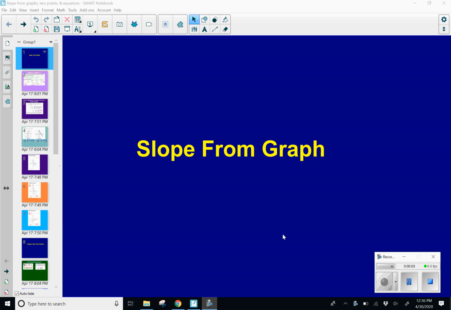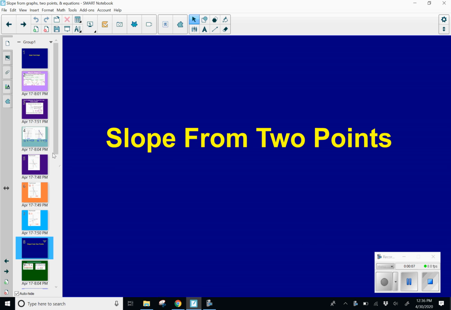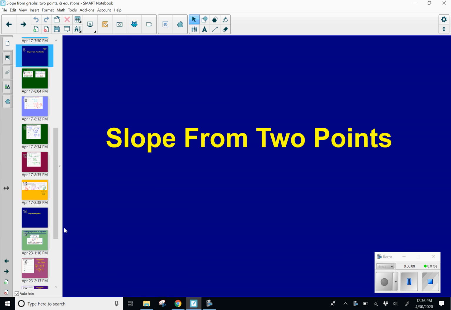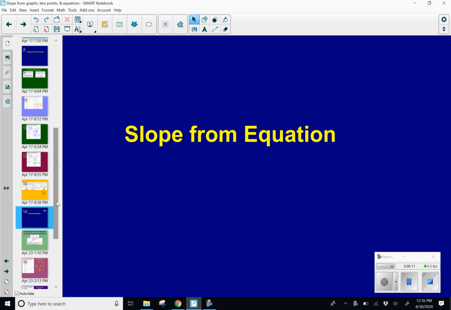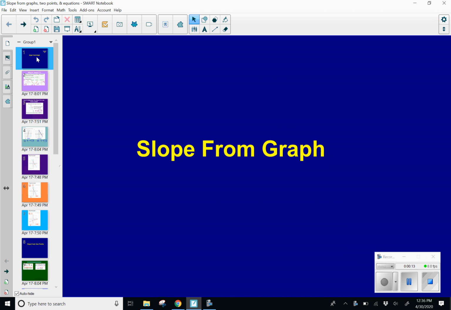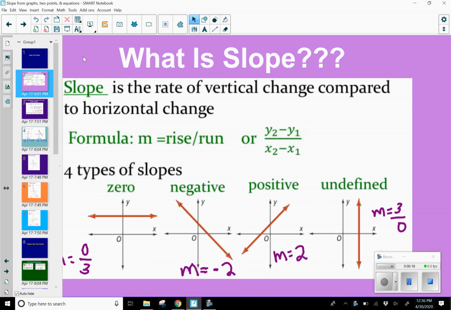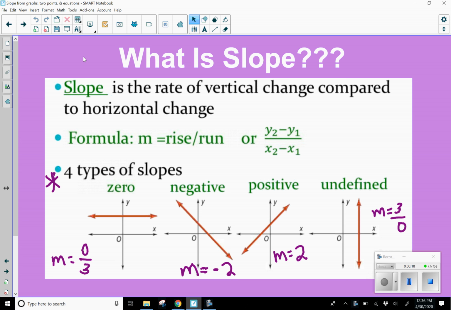Hello everyone. Today we're going to talk about slope from a graph, slope from 2 points, and lastly slope from an equation. So before we start that, let's first talk about what slope is. Slope is the rate of vertical change compared to horizontal change. A lot of times they refer to it as the rise over run.